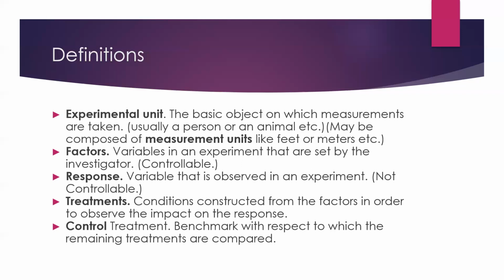Treatments are conditions constructed from the factors in order to observe the impact on the response. So the factor is just the variable. In my previous example, the factor would just be the medication, the variable you're going to control. The treatments would be the levels of the factor: the medication is given at three different levels, 30 milligrams, 50 milligrams, and placebo, 0 milligrams. So those become the treatments.